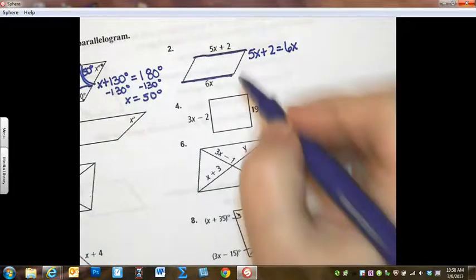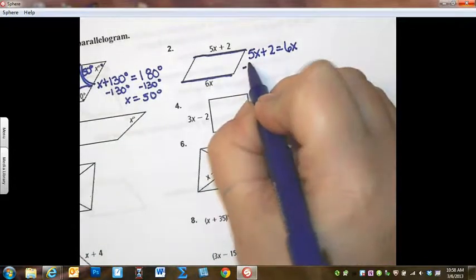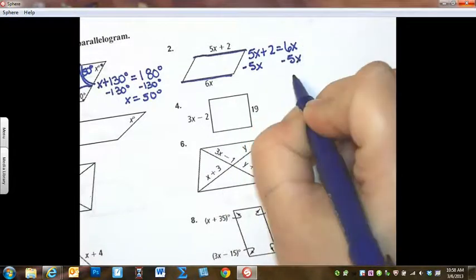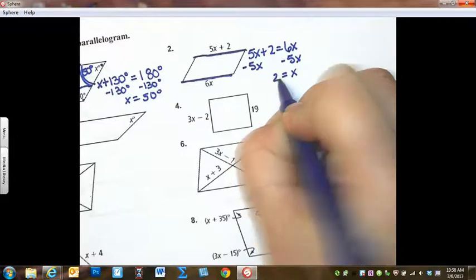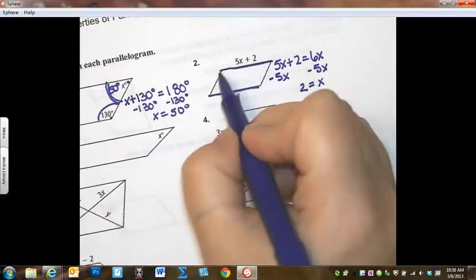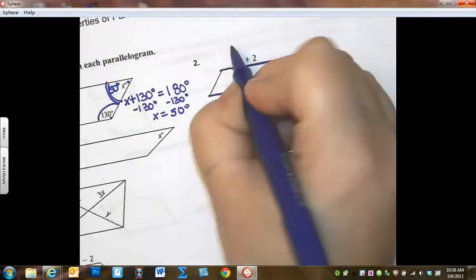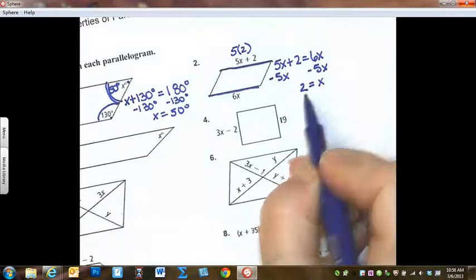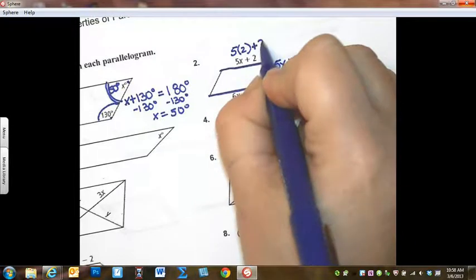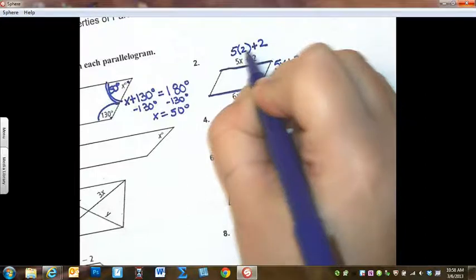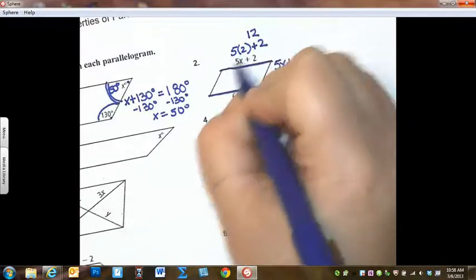We're going to subtract 5x on both sides, and I know that x equals 2. Now, notice that in my directions, they just want me to find x. But had they wanted me to find the length of this side, what would I have done? I would have subbed in that 2 that we just found for x into the problem. So 5 times 2 is 10, 10 plus 2 is 12. So I know the length of that side is 12.